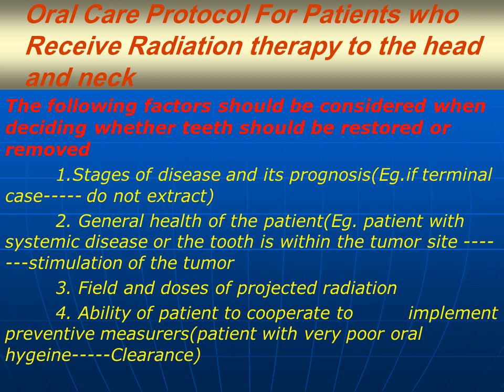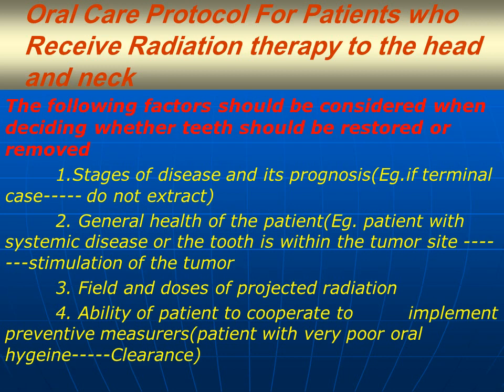Second, general health of the patient. If the patient has systemic disease like blood dyscrasias or something, or the tooth is within the tumor site, don't extract this tooth because it may stimulate the tumor to progress. Third, field and dose of projected radiation. That's to say, whether this tooth is in the field of radiation or not. This is very important.